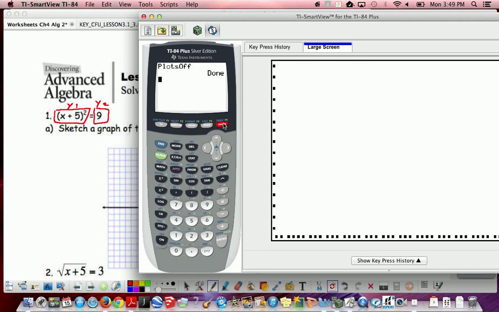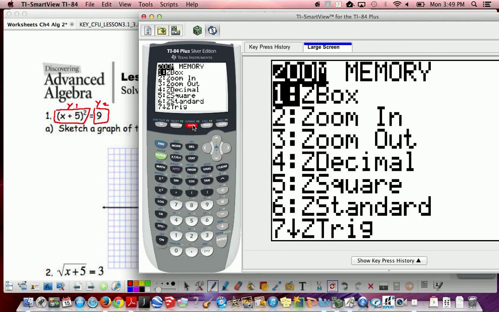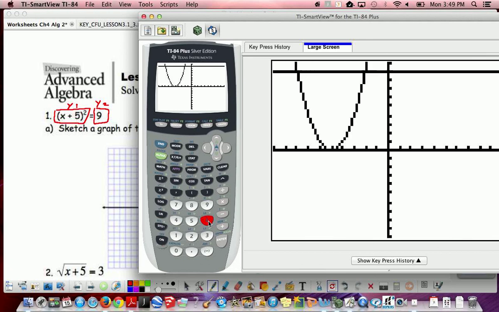That way when I hit graph, still not having any luck right now because my window isn't set. If you look at the grids we give you, we basically give you what we call the standard window. So if you hit your zoom key and number 6 where it says Z standard, that's zoom standard. This will give you your standard window for your graph.